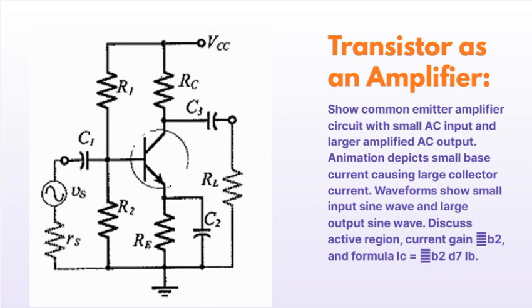Key concepts are active region, current gain beta, and formula IC equals beta times IB.